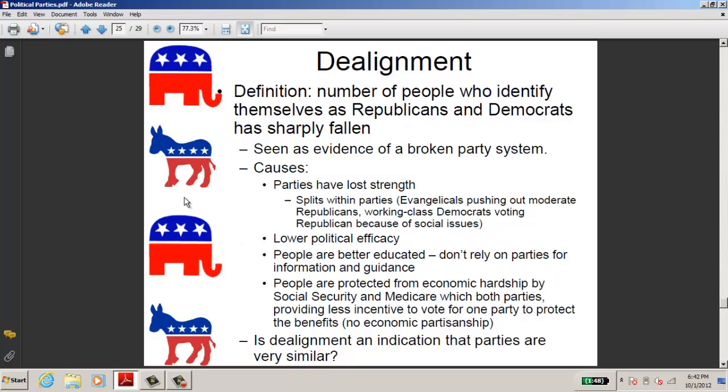Another point the political scientists raise is that de-alignment could be an indication that the parties are more similar than different, which I think a lot of people who follow politics closely, who are very partisan, would be shocked to hear, that they don't notice the difference between Republicans and Democrats. And that's, I think, an idea worth talking about in class.